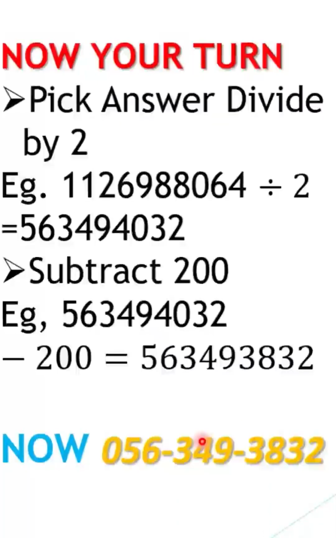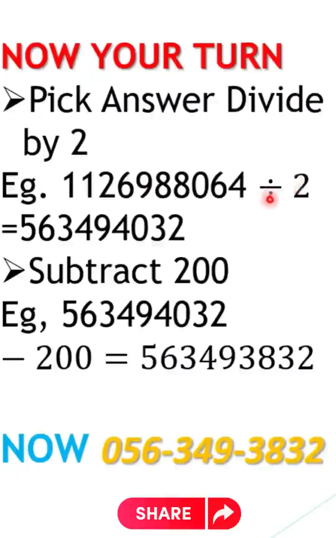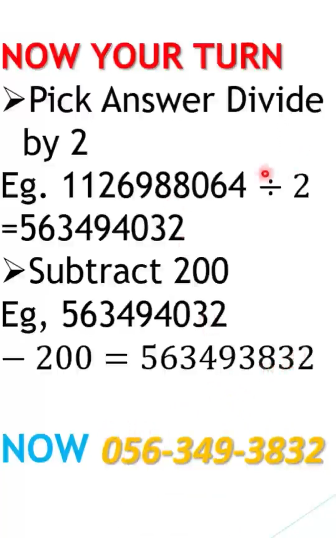Now your turn is to pick that answer and divide by 2. So the answer the person gives to you, just pick it, divide by 2, and you see that it's getting to look like the phone number. Now after dividing by 2, subtract 200. Subtract 200 from it, and your answer is going to be 0 5 6 3 4 9 3 8 3 2, and that is the phone number out. So you only perform 2 steps. Pick the answer the person will give you, divide by 2, and subtract 200 from it, and then you have gotten the person's phone number like that.